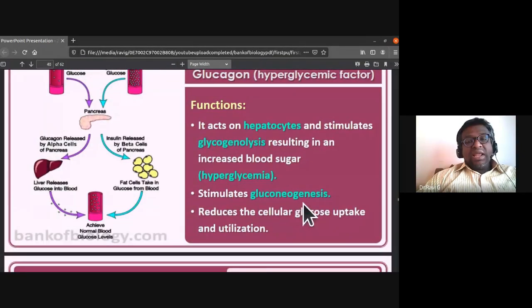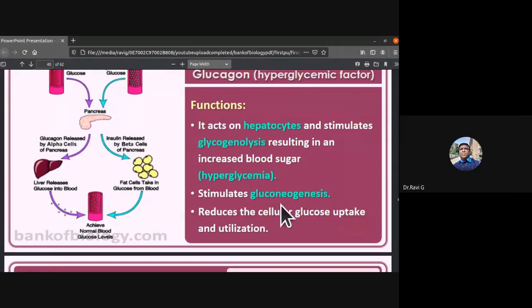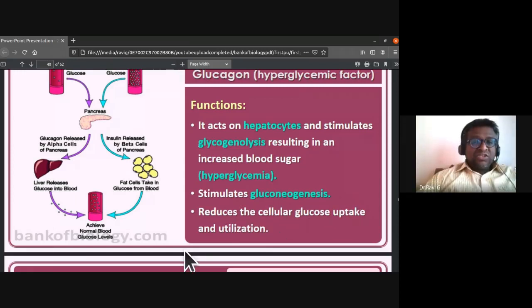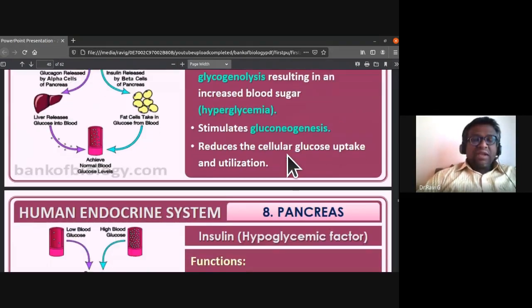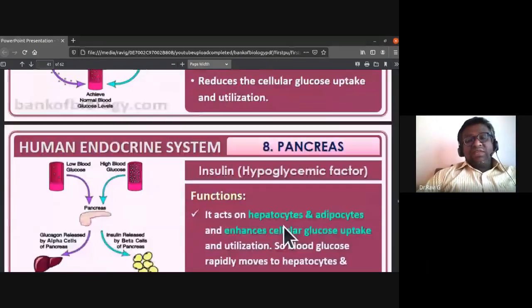They also stimulate gluconeogenesis, that is the new synthesis of glucose. They reduce the cellular glucose uptake and utilization. So that is the role of glucagon, the hyperglycemic factor secreted by alpha cells.